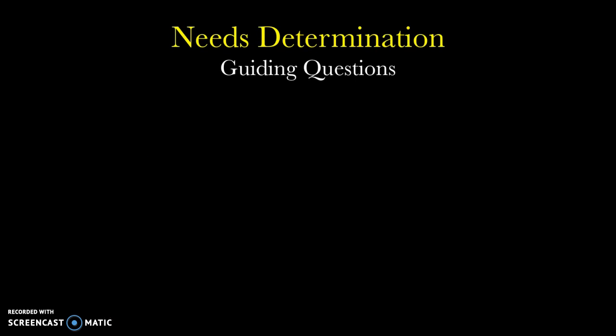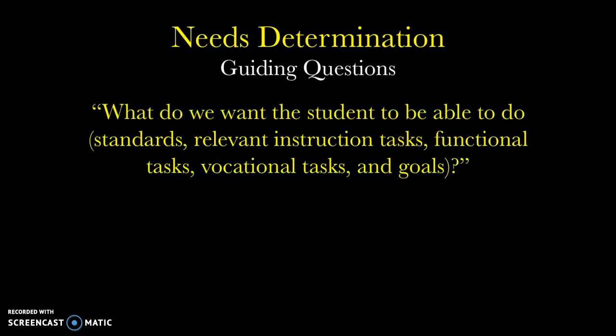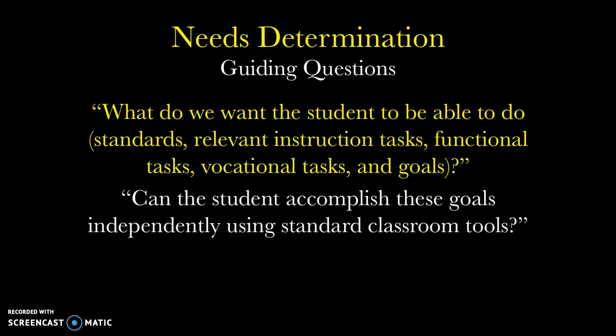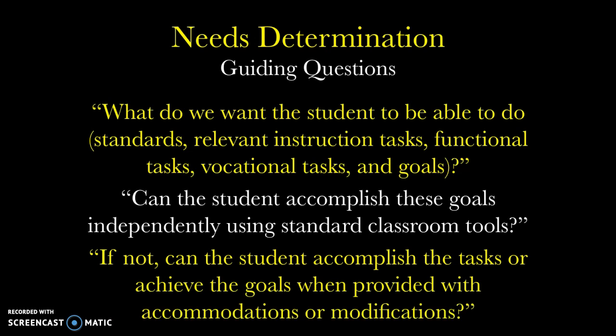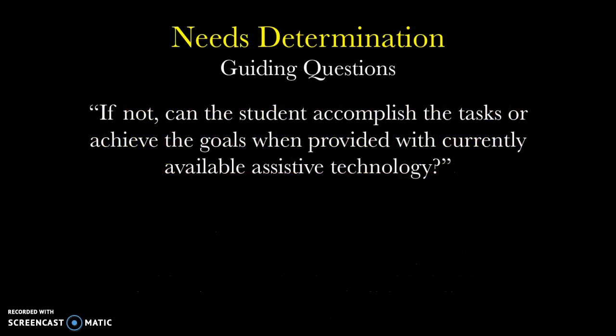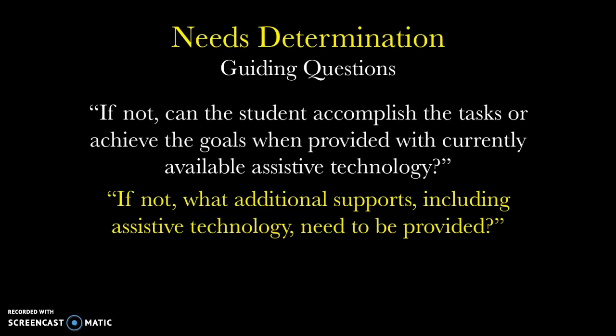Some of the guiding questions in determining student needs for assistive technology, or AT, include questions such as, what do we want the student to be able to do in terms of standards, relevant instruction tasks, functional tasks, vocational tasks, and goals? Can the student accomplish these goals independently using standard classroom tools? If not, can the student accomplish the tasks or achieve the goals when provided with accommodations or modifications? If not, can the student accomplish the tasks or achieve the goals when provided with currently available assistive technology? If not, what additional supports, including assistive technology, need to be provided?